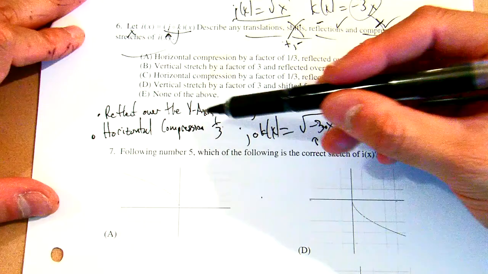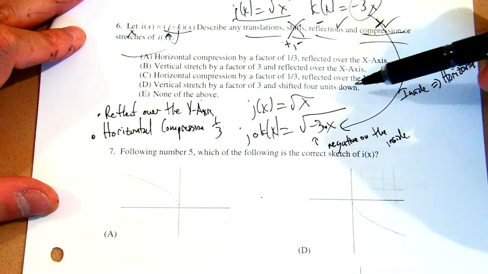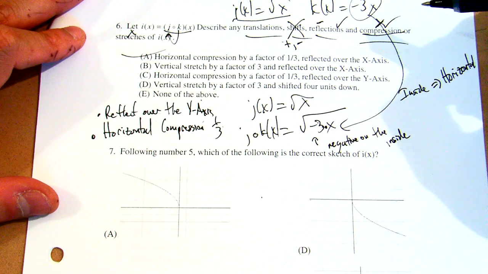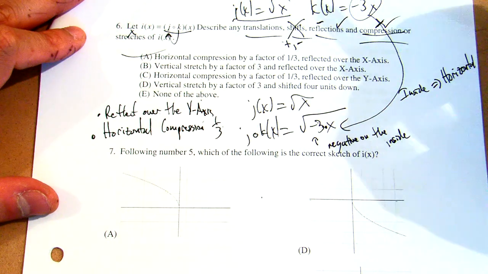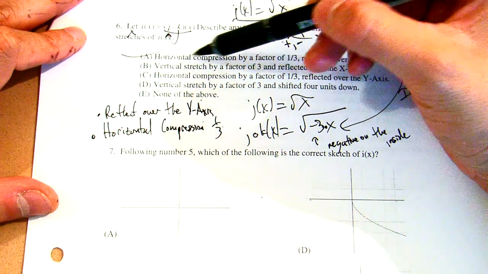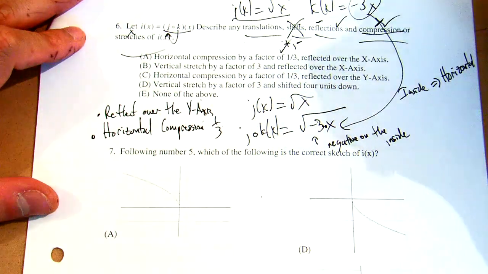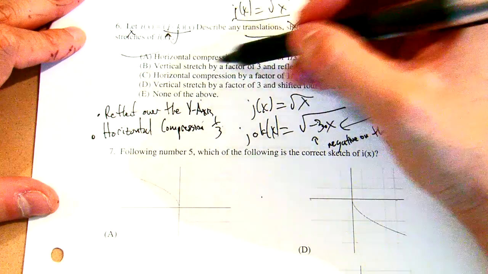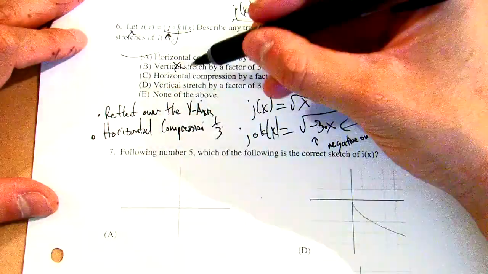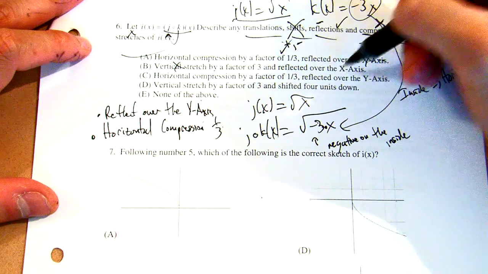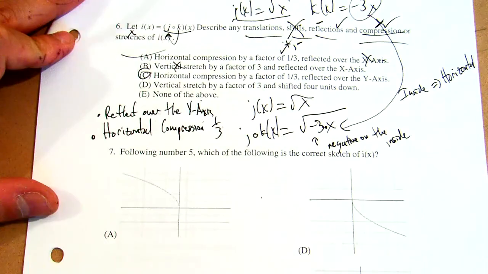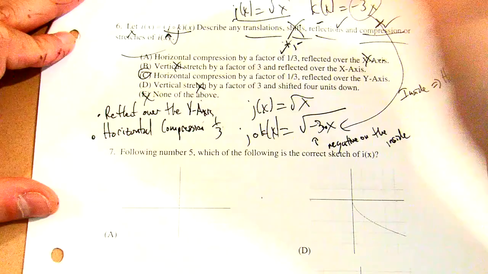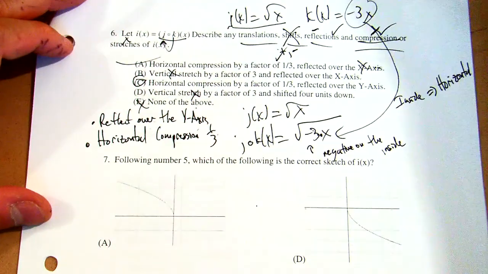And now we just have to look at which one of these is correct. So let's check it. A says a horizontal compression by a factor of 1/3 and reflected over the x. This is wrong. It's reflected over the y. B says vertical stretch. Well, that's wrong. C says horizontal compression by a factor of 1/3 reflected over the y. C is clearly correct. D is wrong, and it's none of the above because C is right. Nice job.